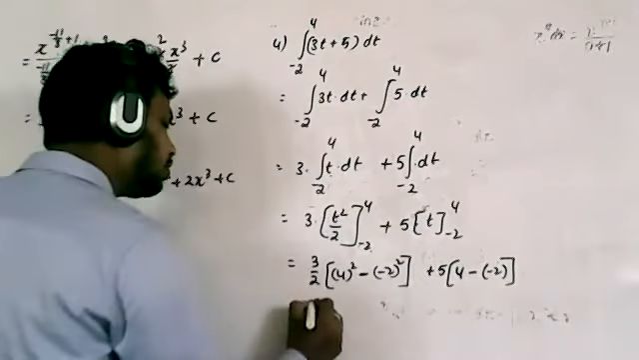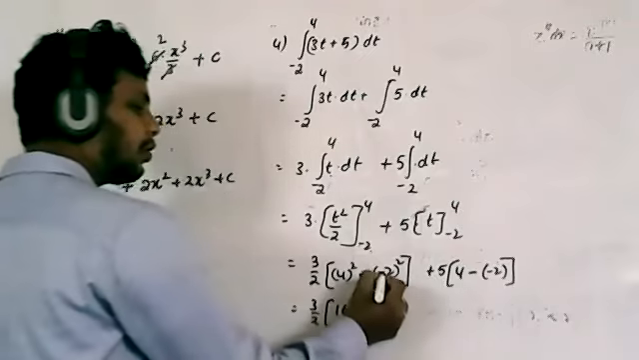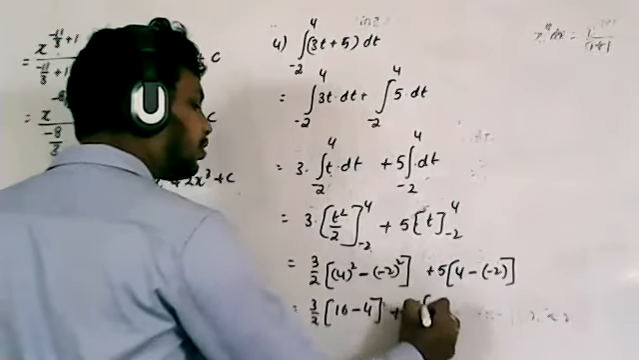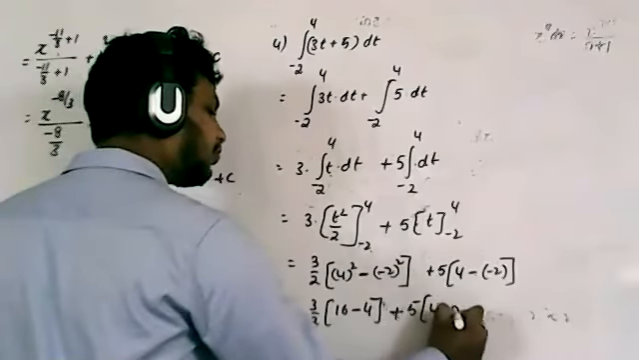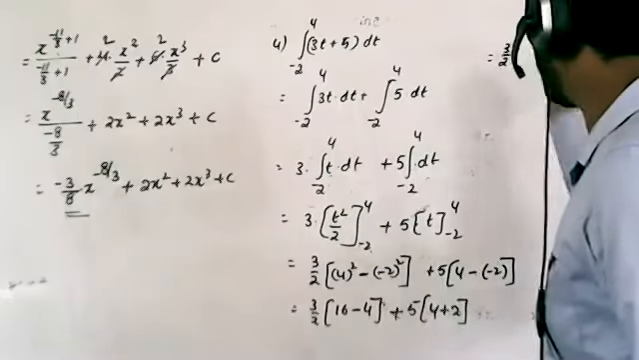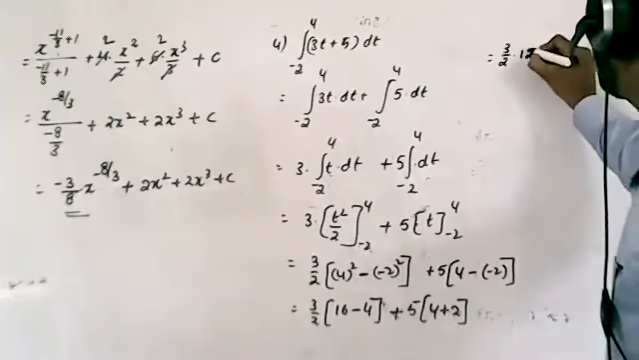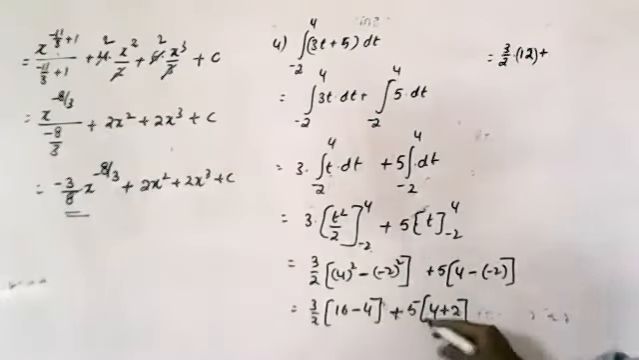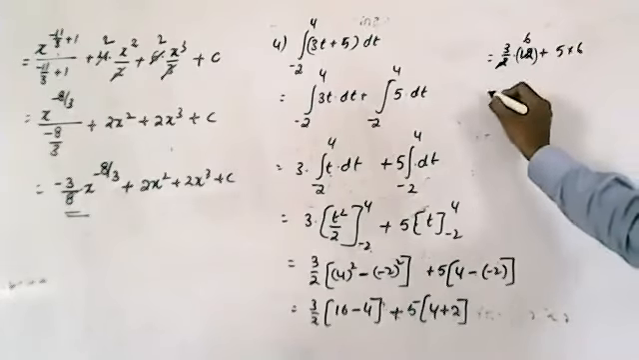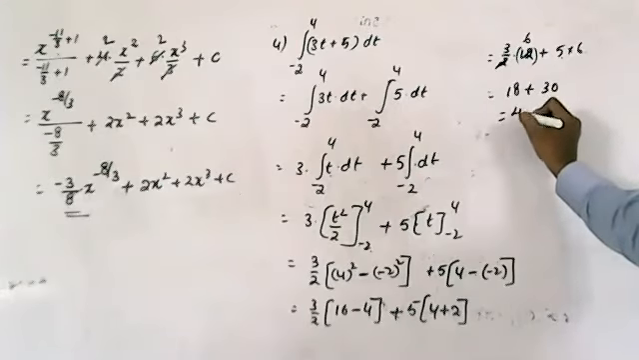Now what is this value? 3 by 2 into, 4 square is 16, minus minus 2 whole square, that is 4, plus 5 into 4 minus minus 2, that is plus 2. So that is equal to 3 by 2 into 16 minus 4, that is 12, clear? Plus 5 into 4 plus 2, that is 6. Now cancel: 2 ones are 2, 2 sixes are 12... so 3 sixes are 18, plus 5 sixes are 30, that is equal to 48. So 48 is the answer.